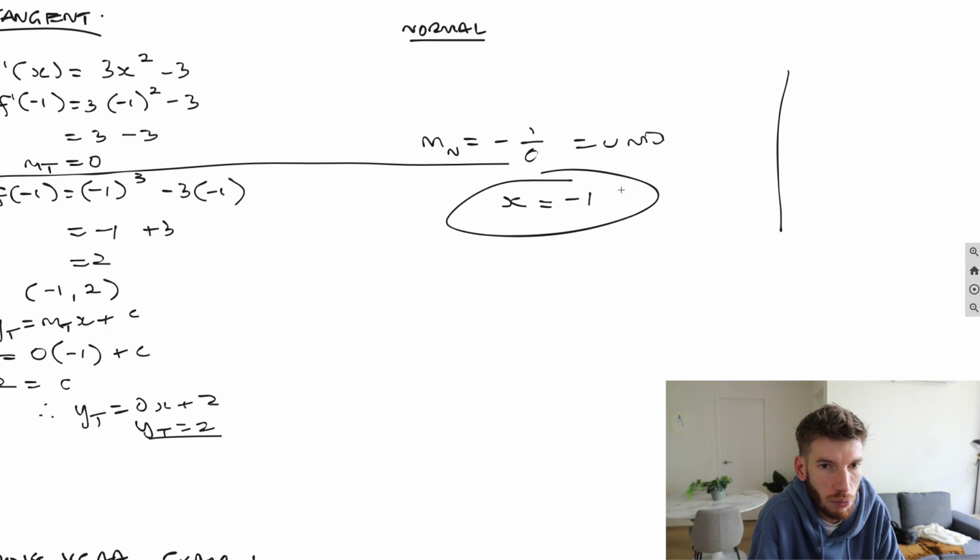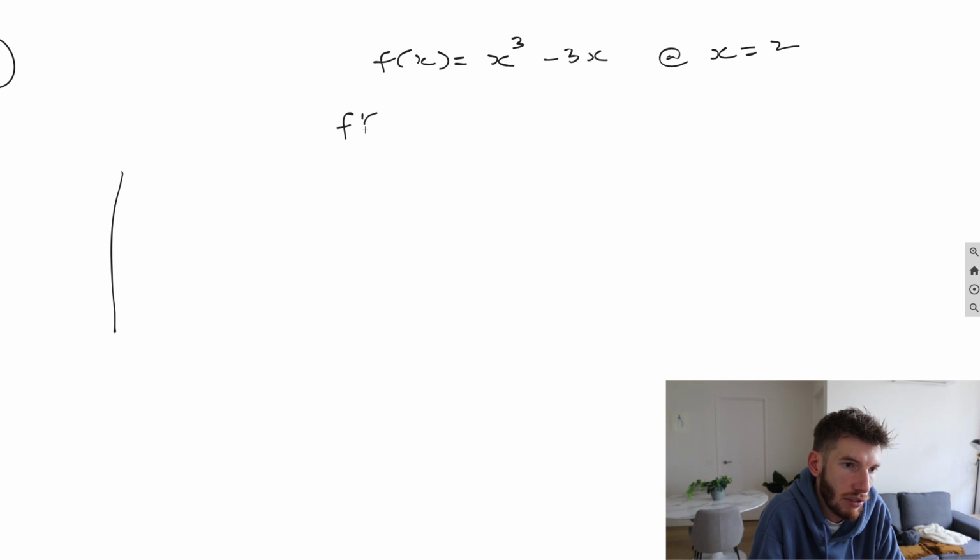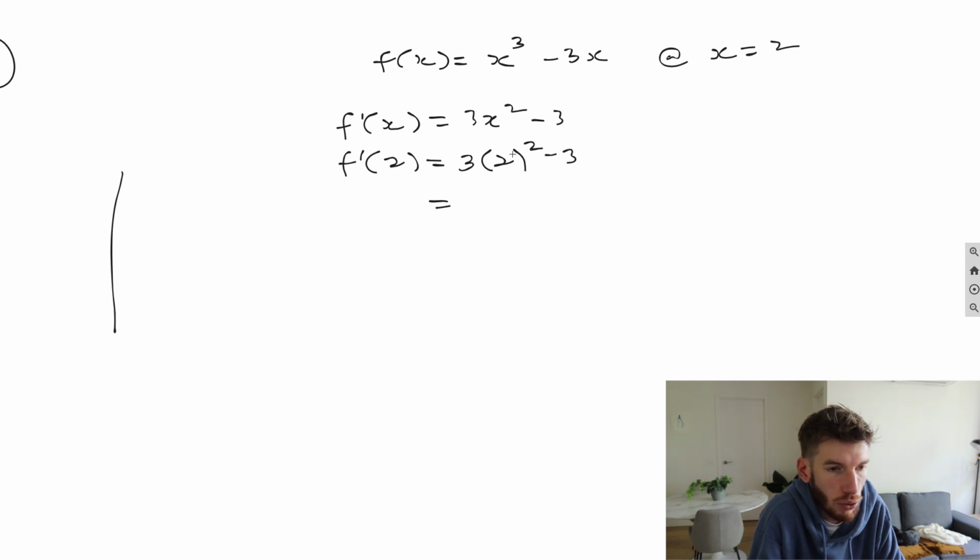So maybe what we'll do is pick another x value. So again, let's just write it over here. So f of x is equal to x cubed, take away 3x. This time we'll do it at x is equal to 2. So the first thing we would do is get our derivative. So 3x squared minus 3. Then we will plug in 2 to get the gradient. So that will be 3 times 2 squared minus 3, which is 3 times 4. We'll cut a few steps here, which is 12. Take away 3 is 9. And there's m tangent.